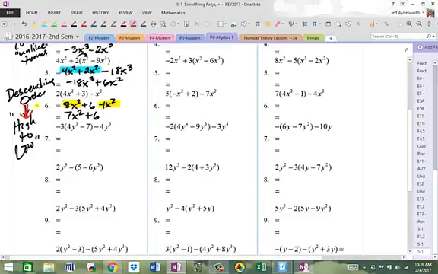Okay, descending order, high to low. All right. Next one, we're going to distribute through the -3. So you have -3 times 4 or -12y cubed. Negative times a negative is a positive. So -3 times -7 is 21 minus the 4y cubed.